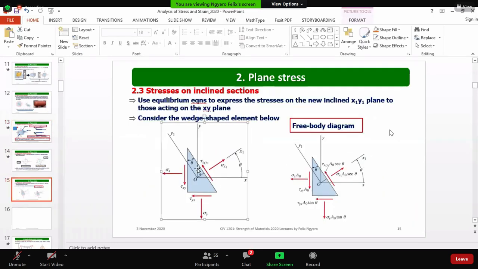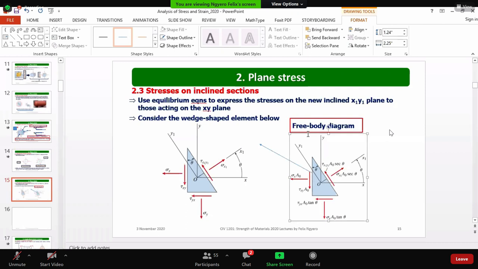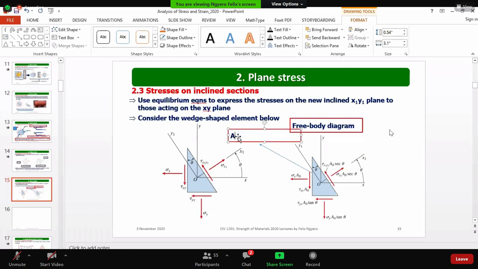So here on the left, on this slide, we have stresses acting on each of the three faces. And then on the right, we have the forces. Now these are forces because we resolve forces, not stresses. So first, with these stresses that are represented on this wedge, we can compute the forces. You know, force is stress times area. So we denote the area of this face, the vertical face of the wedge, as A naught.